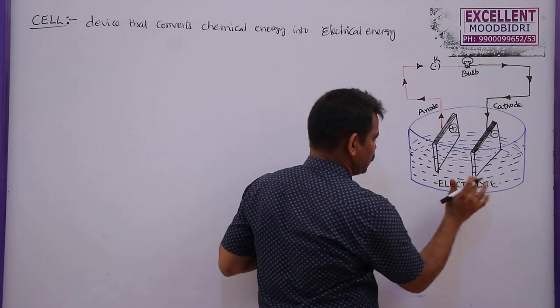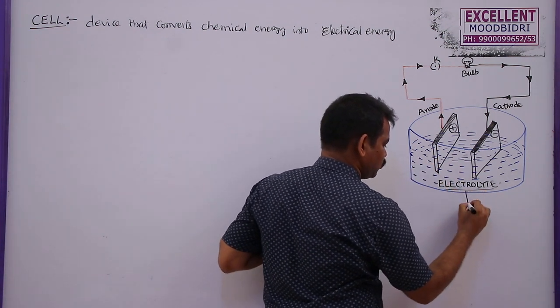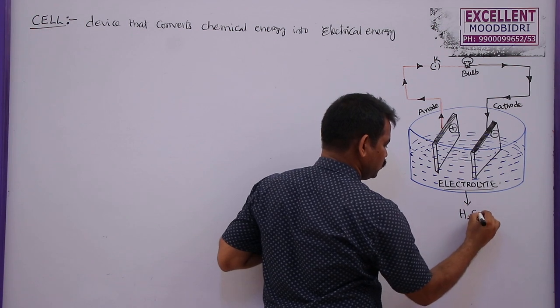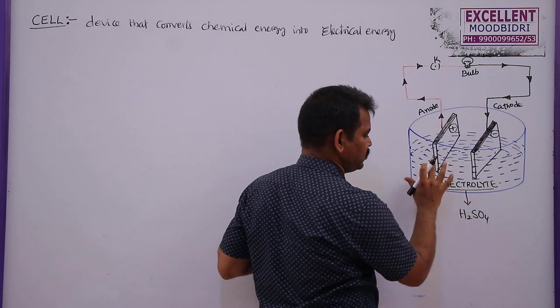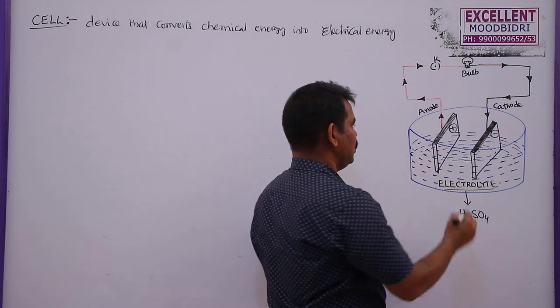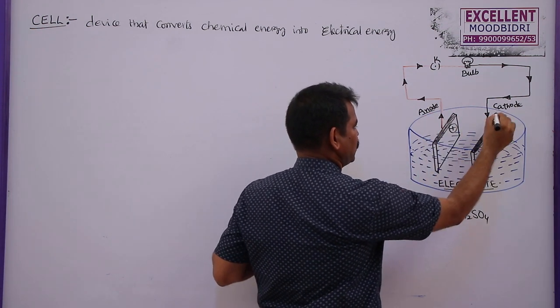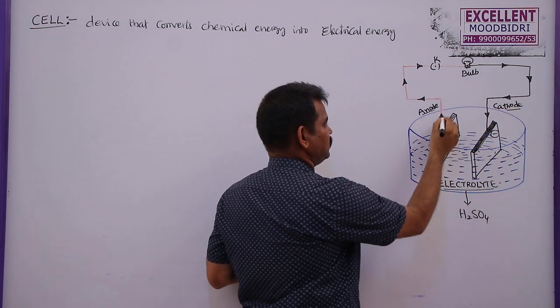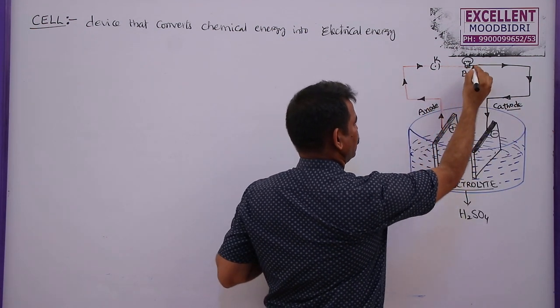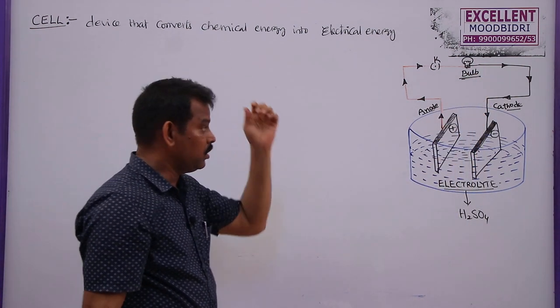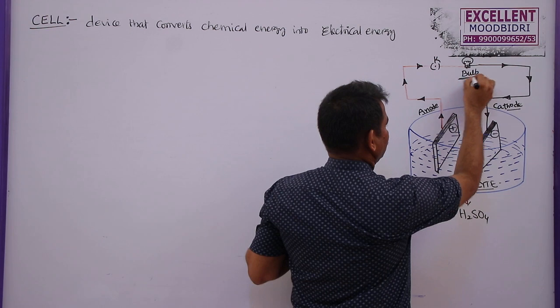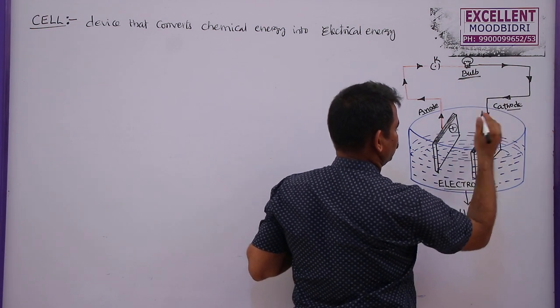This cell consists of one electrolytic solution, generally it is H2SO4, one of the examples. Now it consists of two plates or two electrodes. The first one is called anode, the second one is called cathode, and these are connected to an external resistance or external body. Here I am taking a bulb as the external resistor, and this is connected to this one.